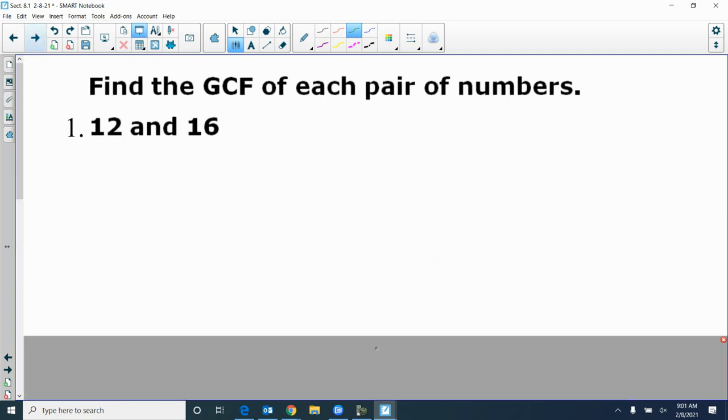All right. 12 and 16. Does 12 go into 16 evenly? No, so it's not your GCF. And you might be able to figure this one out in your head. What's the GCF for 12 and 16? That's 4. It's the biggest number that goes into both. Okay, so this one here, GCF equals 4.